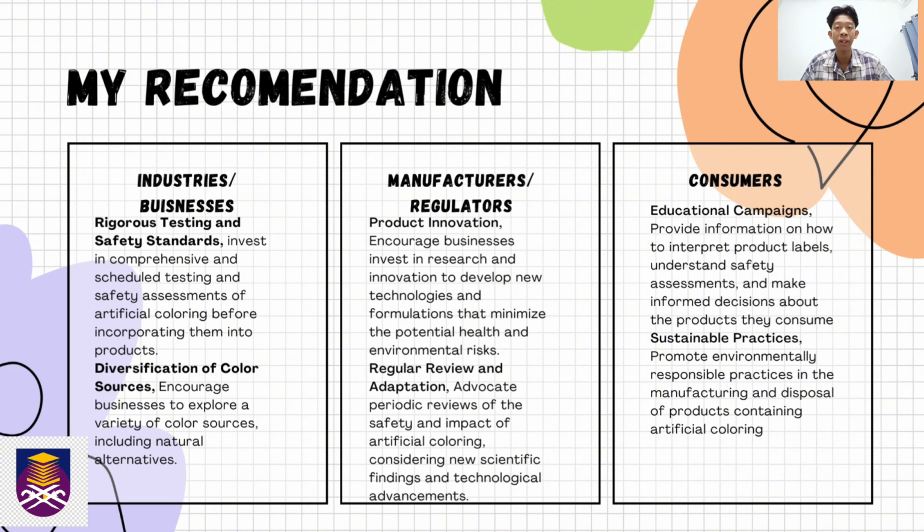And lastly is sustainable practice, where we could promote environmentally responsible practices in the manufacture and disposal of products containing artificial coloring, where we could lessen the damage caused by artificial coloring by sorting the artificial products in a certain place in a certain way, and so we could lessen the damage to our soil.